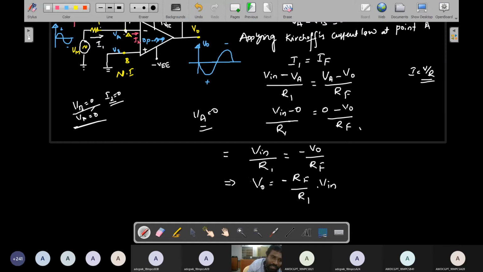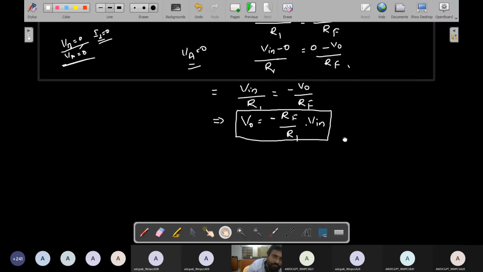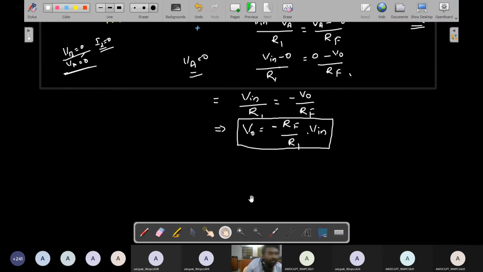See, this is the actual output of the inverting amplifier. Understand? So please note, this is the output voltage of the inverting amplifier.